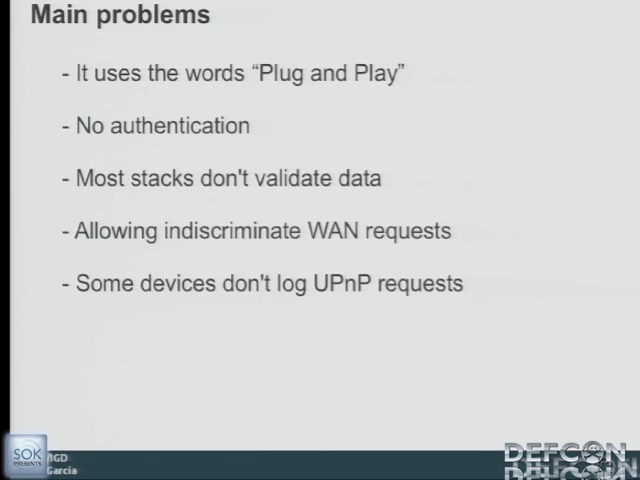The other problem is, as I was saying, UPnP was designed for LAN use, and a lot of devices allow indiscriminate WAN requests. I mean, requests of UPnP actions coming from the WAN, which doesn't make any sense. In fact, the IGD version 1 protocol says specifically that it's not recommended to do that. To give them credit, though, in the IGD version 2 paper, they put that sentence in caps, so I guess they're making a better point now.